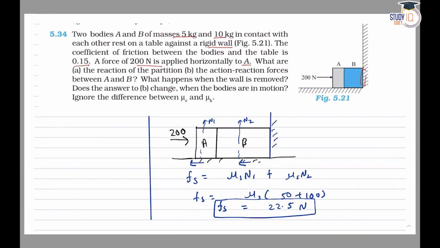Now moving to the next step. From this we can say that friction is not sufficient to prevent the motion, so the wall has to exert some force. But the system is held at rest, so the net force is equal to 0. We can say that F net is equal to 0. This implies that if the force exerted by the wall is F1, then F1 plus the frictional force, that is 22.5, is equal to 200 Newton. So the force exerted by the wall on the system can be written as 177.5 Newton.